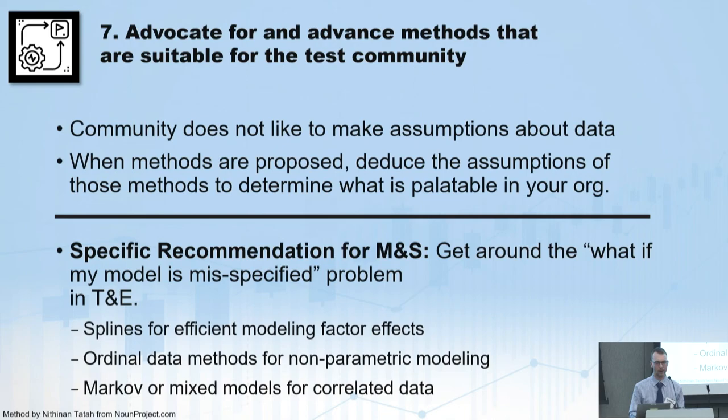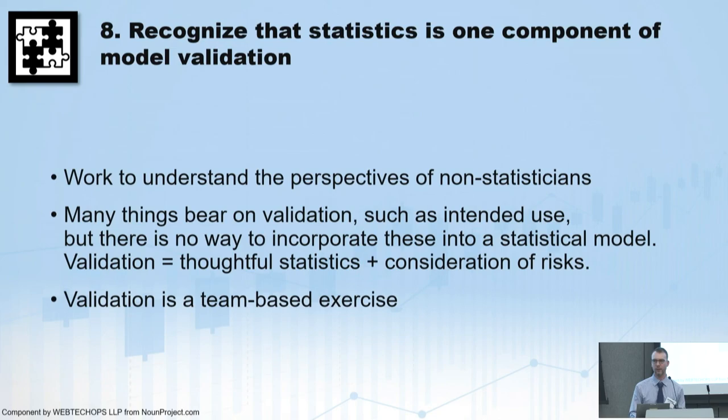Lastly, we should recognize that our role as statisticians is just a singular role. T&E problems, model validation problems, these are big problems. They're team problems, and we're just members of that team. So it takes a team of folks to pull off a successful model validation. The way I write this on the slide is validation is thoughtful stats plus consideration of risks. And it takes the subject matter experts, the program experts, and the statisticians to come together to figure out what those risks are. But many things bear on validation, and it's not just statistical, although stats is a big part of it, in my view.